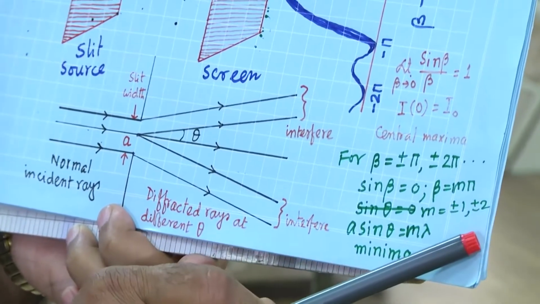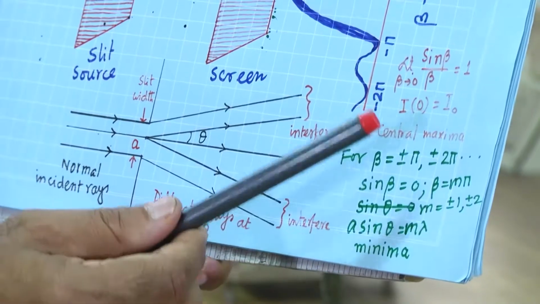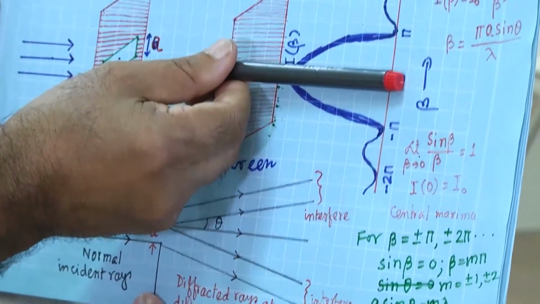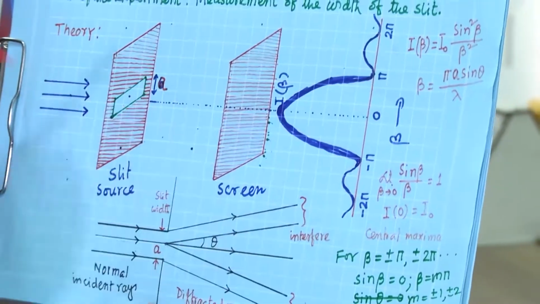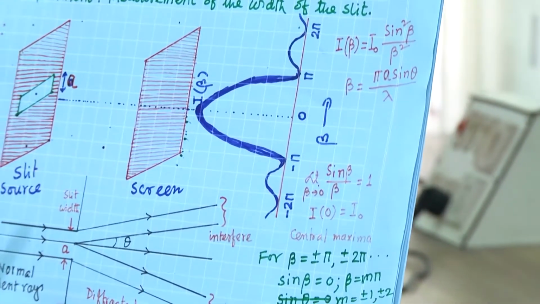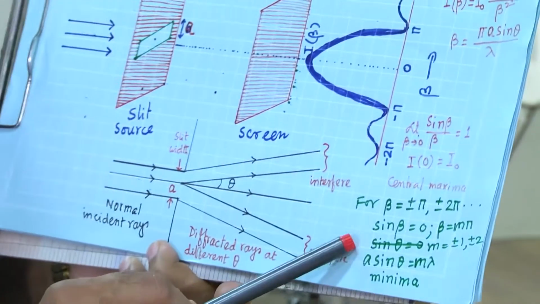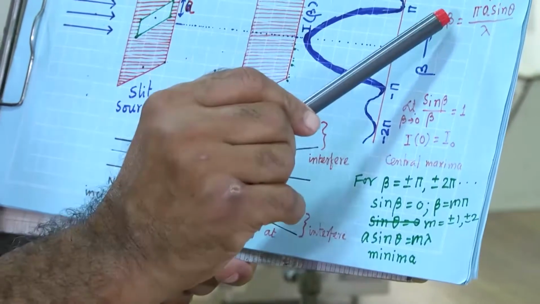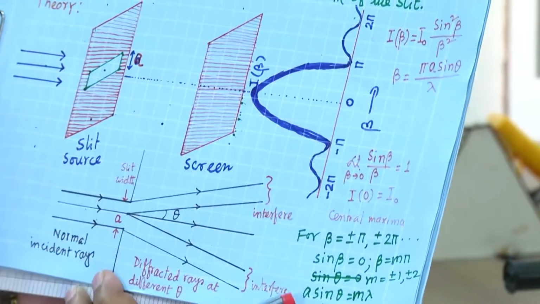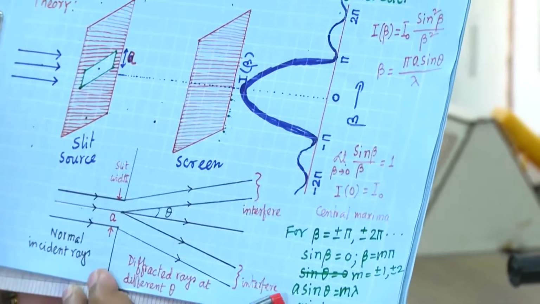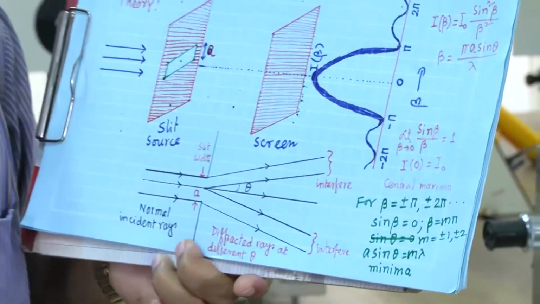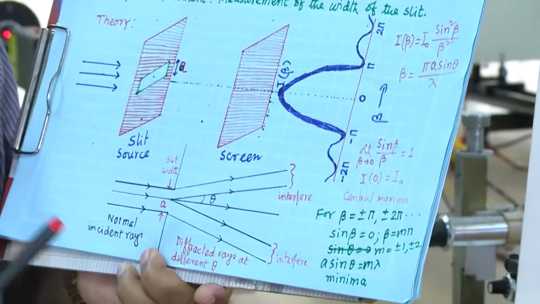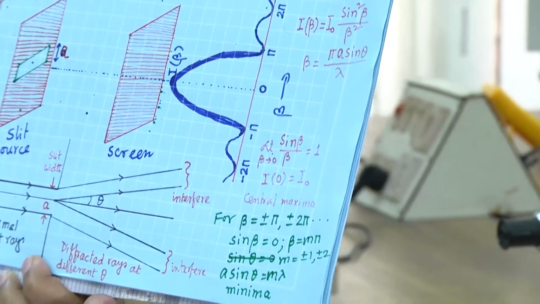That minima we get for m equal to plus minus 1, plus minus 2. This plus minus is coming because on both sides we symmetrically get the order. And from here, if beta equal to m pi, then from the relation, a sin theta equal to m lambda, you get this condition. This is the condition for diffraction minima.